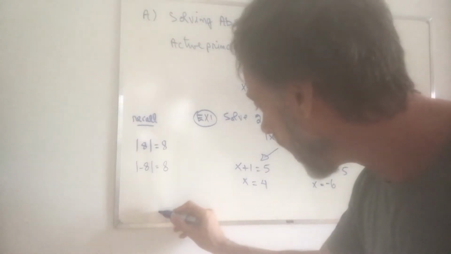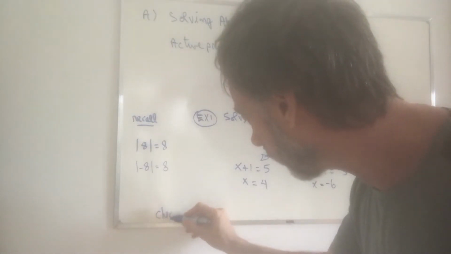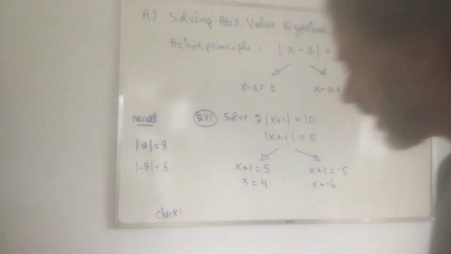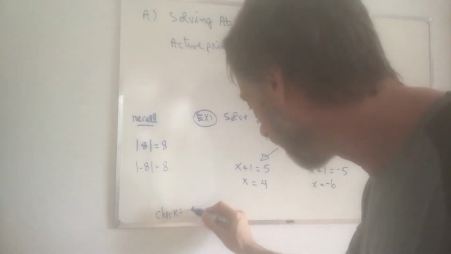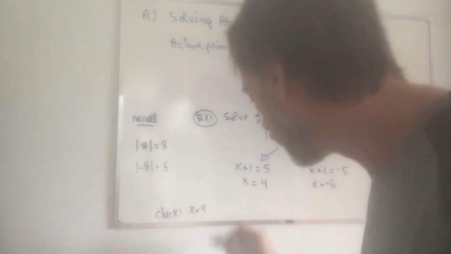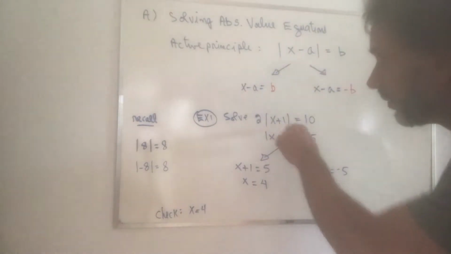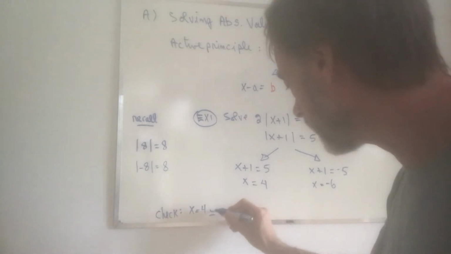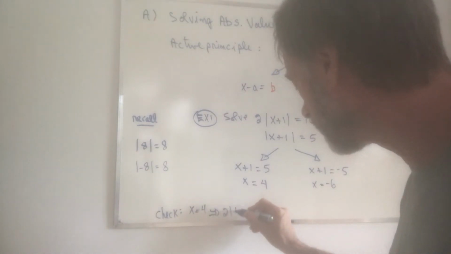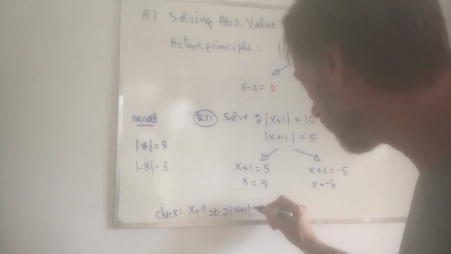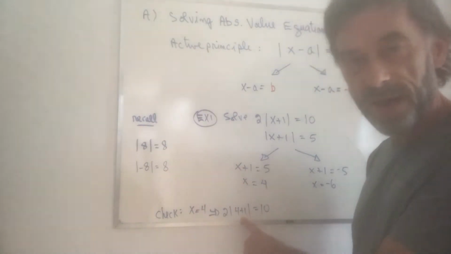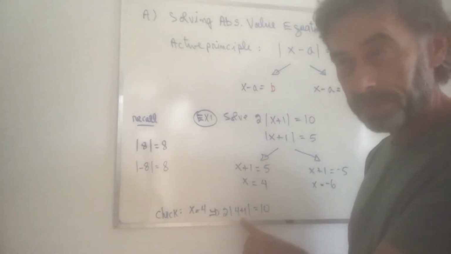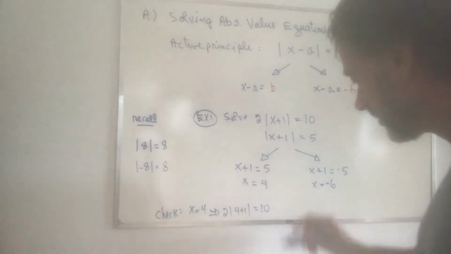Quick check. We're not required in here to do it, but we can take a few seconds and do it just to convince you that the answers are correct. Check x is equal to 4. Always put it back in the original equation. So 2 times the absolute value of 4 plus 1 equals 10. All right, let's take a look at this. 4 plus 1 is 5. Absolute value of 5 is 5. And 2 times 5 is 10.